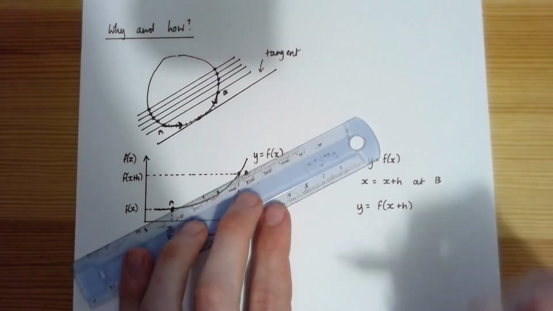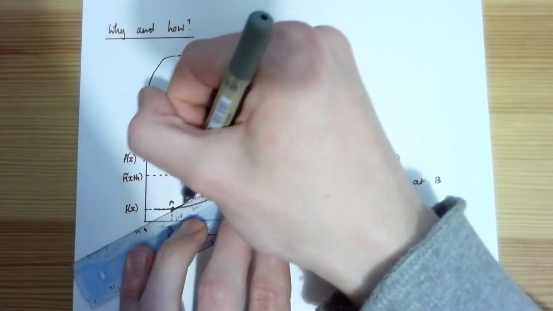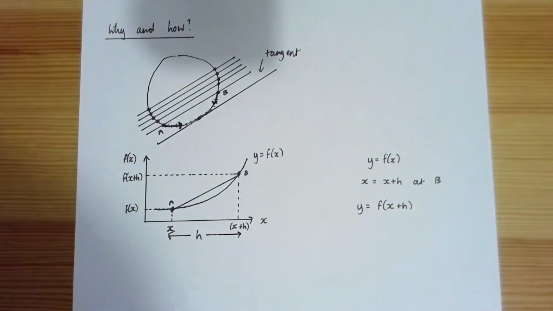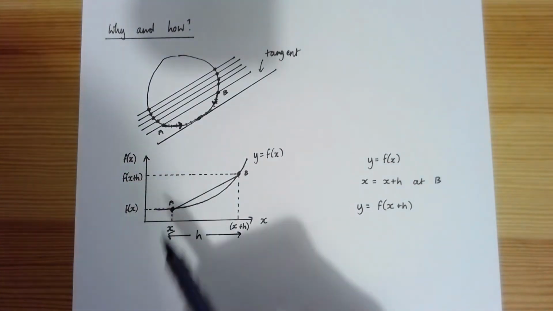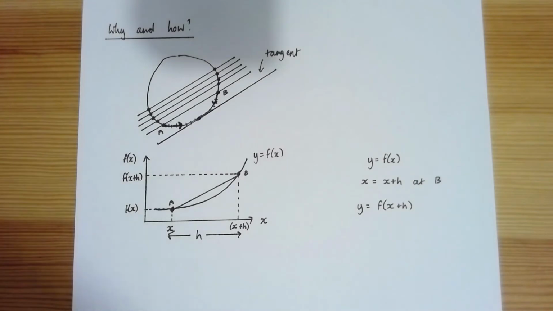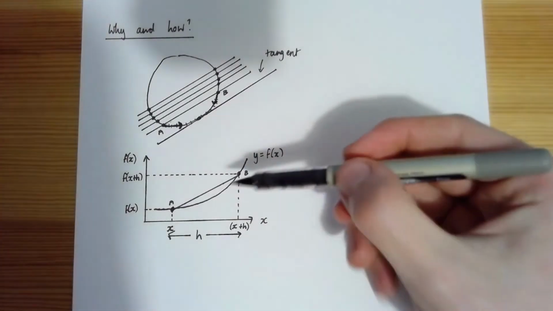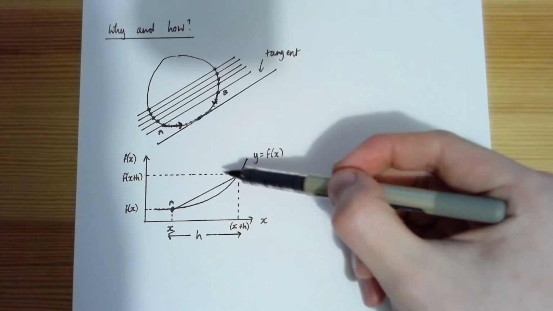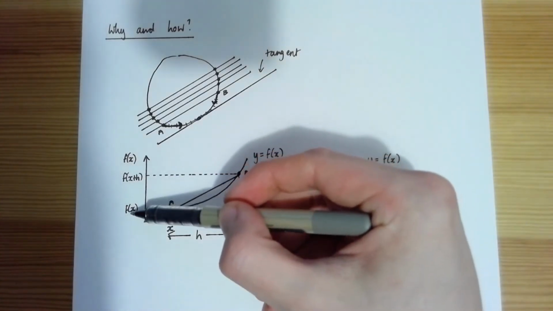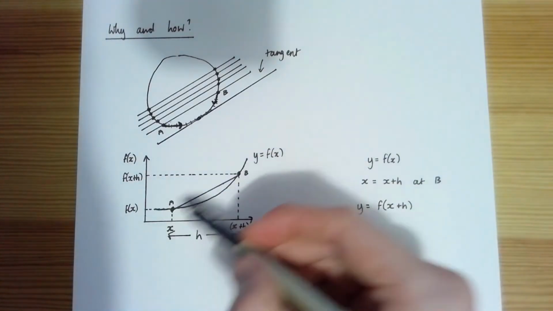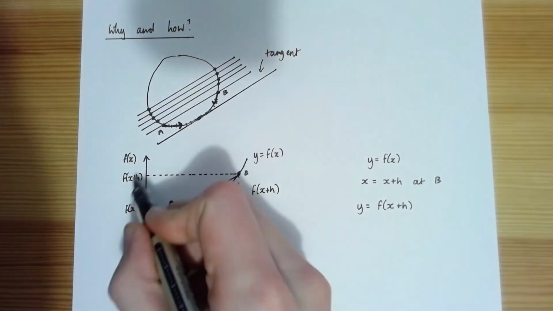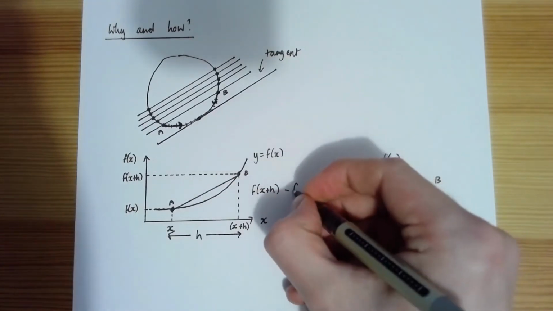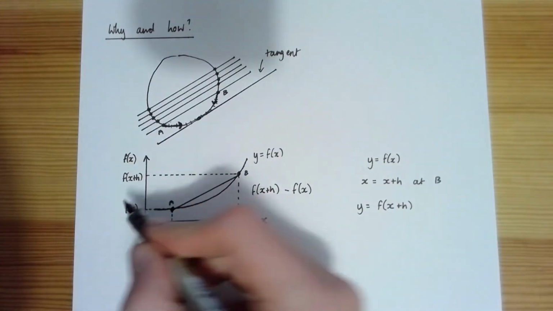What I can do now is connect the points A and B together to make a chord like we had in the circle. And what I want to do is find the gradient of that chord. It passes through points A and B, so this is just basic working out the gradient. The change in y has gone from f of x plus h down to f of x, so we can work out the difference by doing f of x plus h, our y value at B, minus f of x, which is our y value at A.